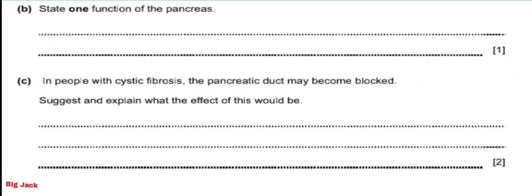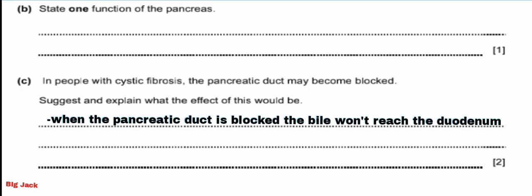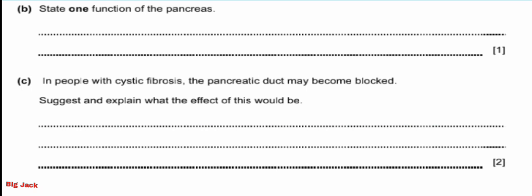So we are going to say the first one: when the pancreatic duct is blocked, the bile won't reach the what? The duodenum. Then apart from that, when the pancreatic duct is blocked, the pancreatic juice and also the hormones like insulin and glucagon won't reach the target organs, meaning the insulin and the glucagon won't reach the target organs.